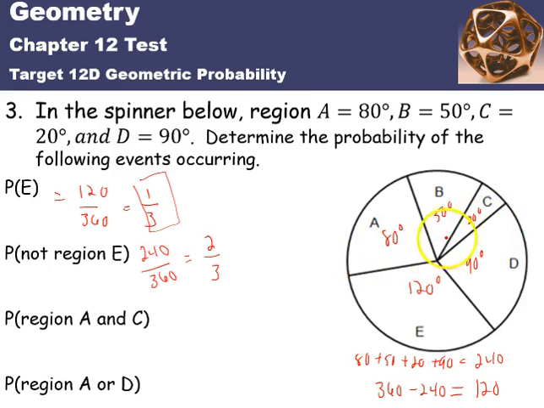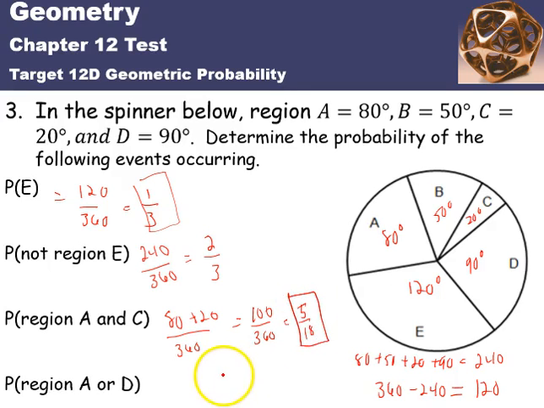And then region A and C. So A is 80 and C is 20, so together they're 80 plus 20 out of the whole game board, which is 360. And that's 100 over 360. And I think that's going to be 5/18. 100 divided by 20 is 5, and 360 divided by 20 is 18. So 5/18 is correct.